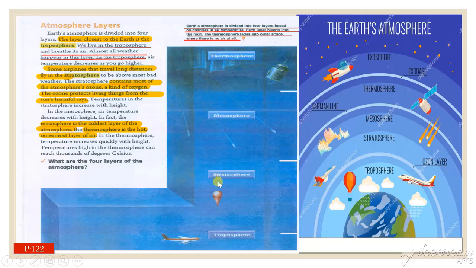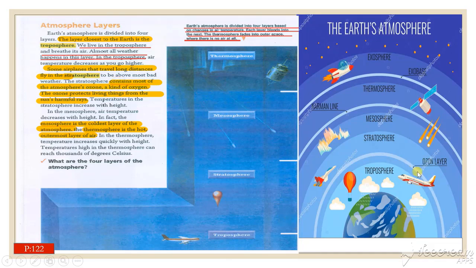Another layer: next after the troposphere comes the stratosphere. What is the stratosphere? Some airplanes that travel long distances fly in the stratosphere, to be above most bad weather. The stratosphere contains most of the atmosphere's ozone.